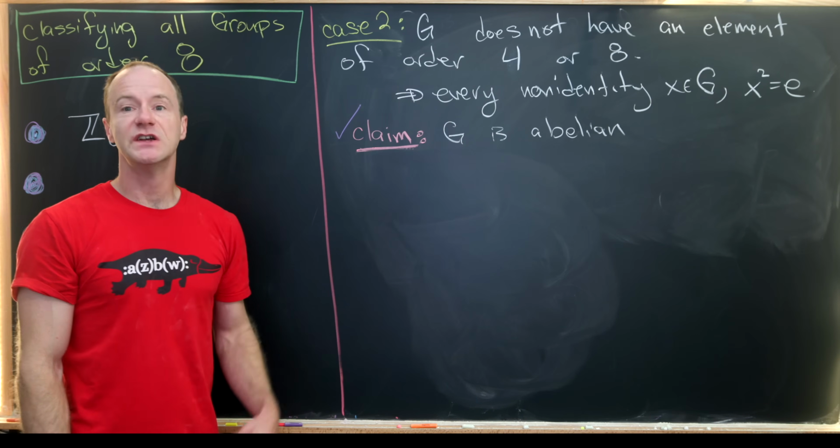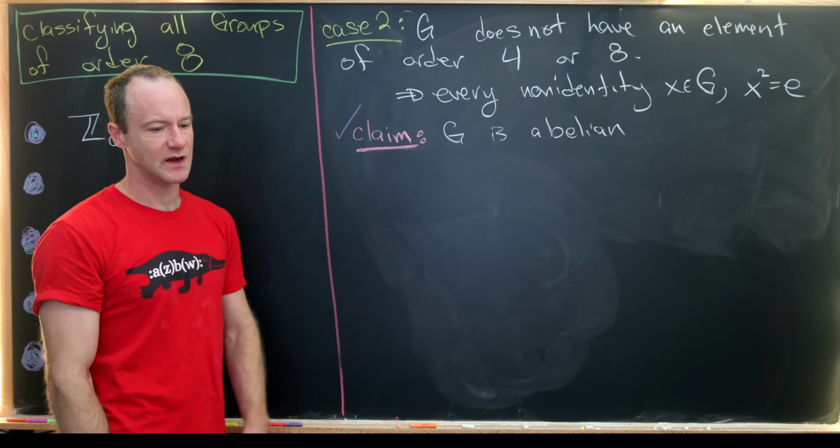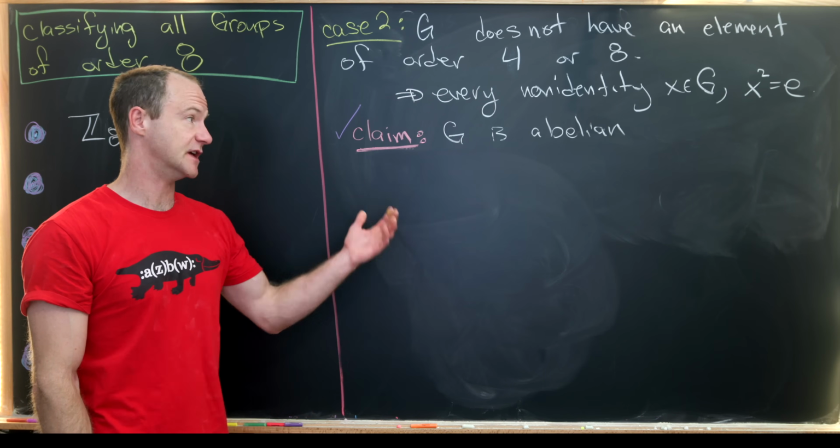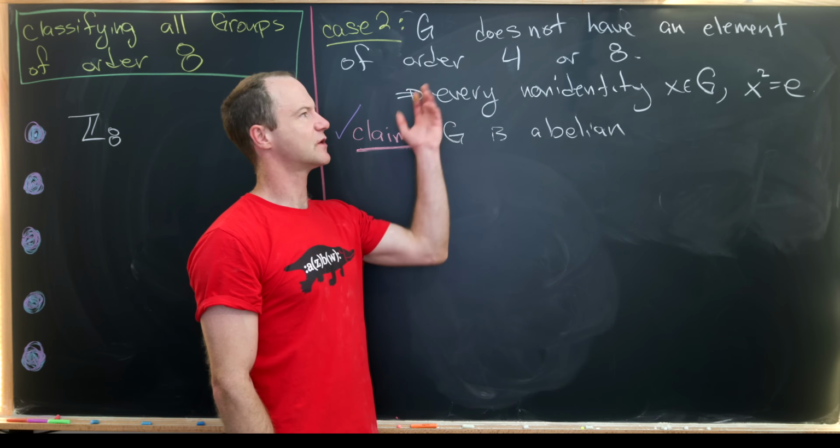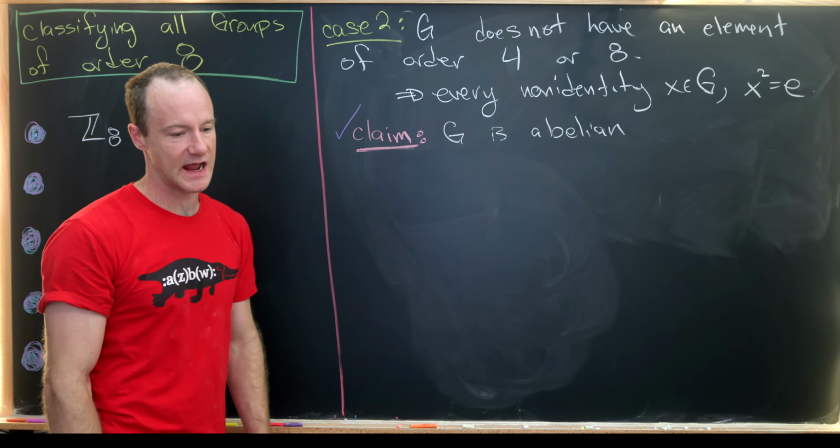So let's move on from there. We've just proven that if we've got a group where every non-identity element has order 2, then that group is abelian. We also have kind of a parent group of order 8 here.